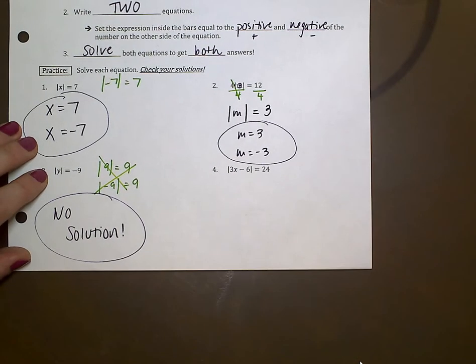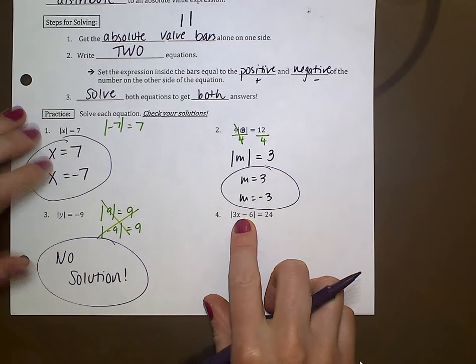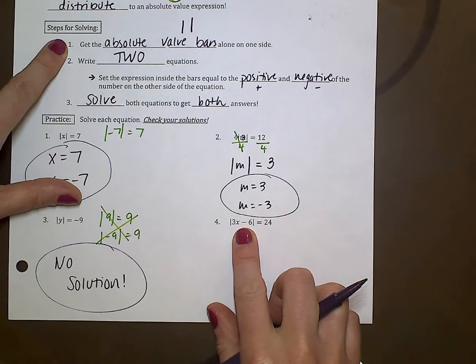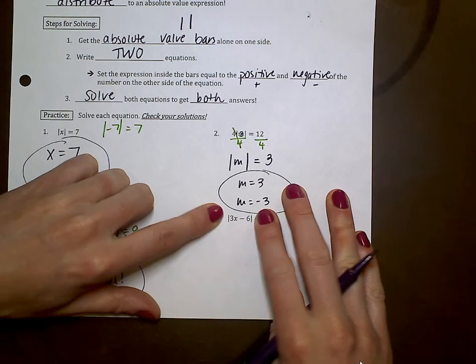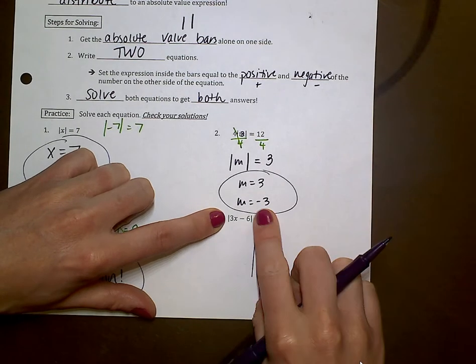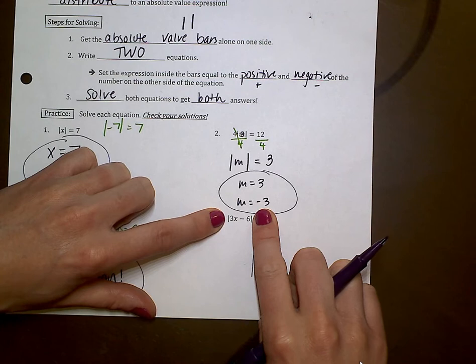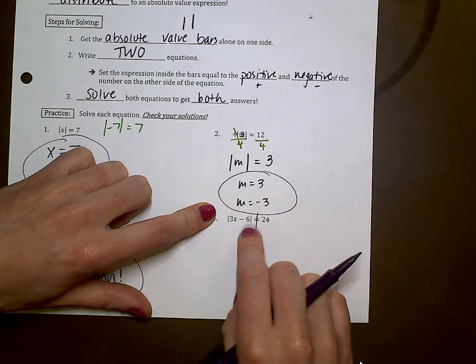So example 4 is where the steps really come into play. Now, the first step I told you was get the absolute value bars alone on one side. This has that already happening. Everything on the left side of the equation is inside the absolute value: the 3, the x, the minus 6. So everything's alone. I don't have anything out front or behind it, so I'm good.